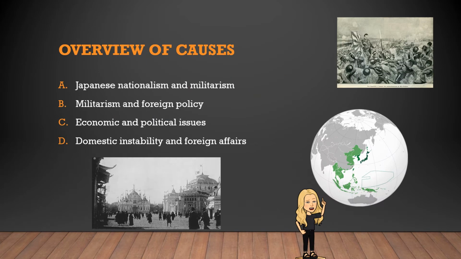Again, an overview of causes are A, Japanese nationalism and militarism, B, militarism and foreign policy, C, economic and political issues, and D, domestic instability and foreign affairs. I tell you this on each of these videos because you will need to consider which of these is the strongest reason for Japanese expansionism.